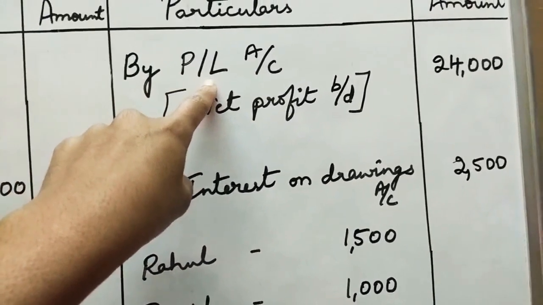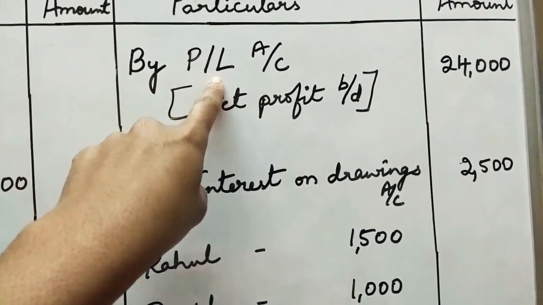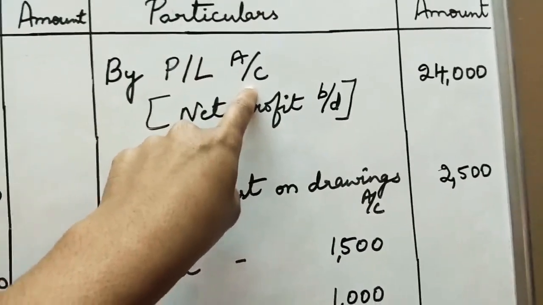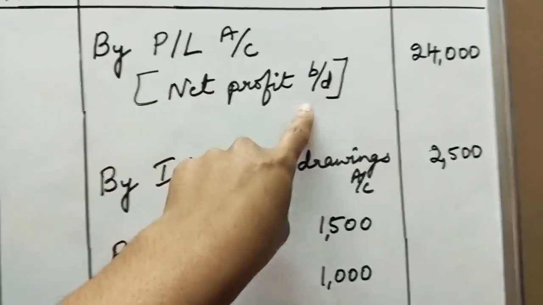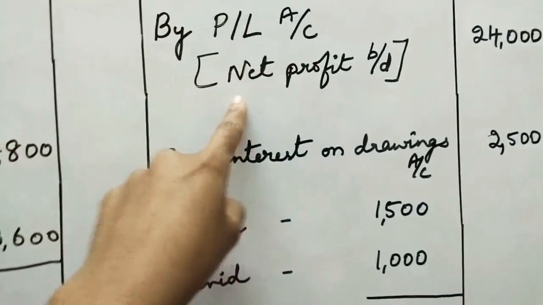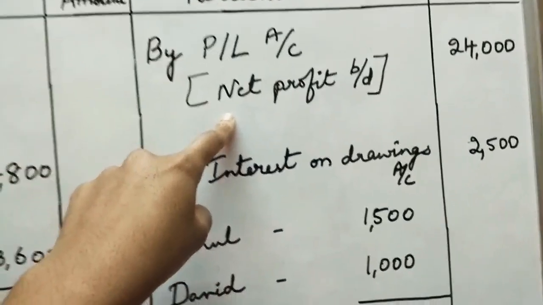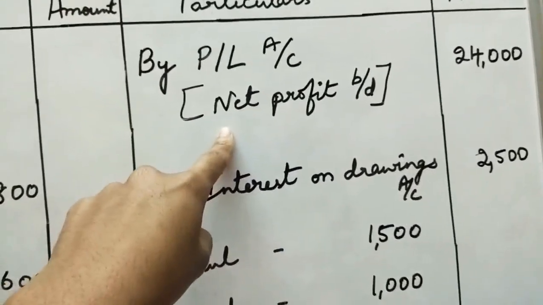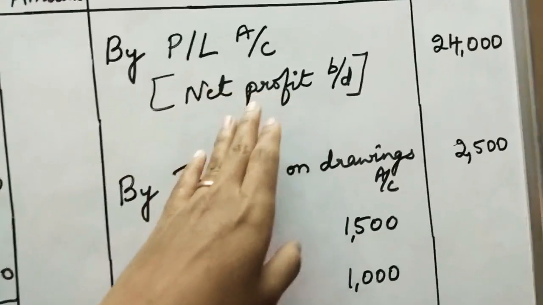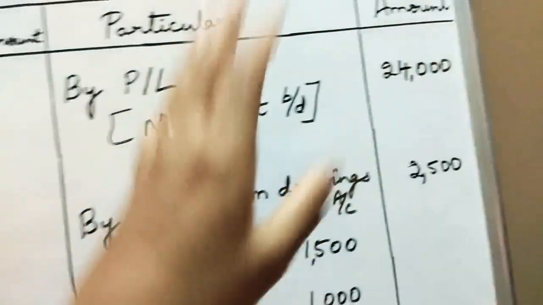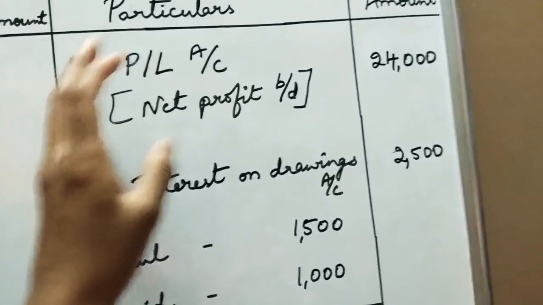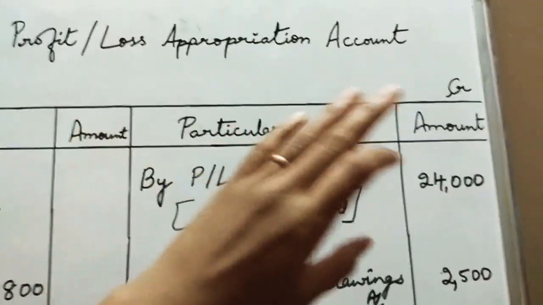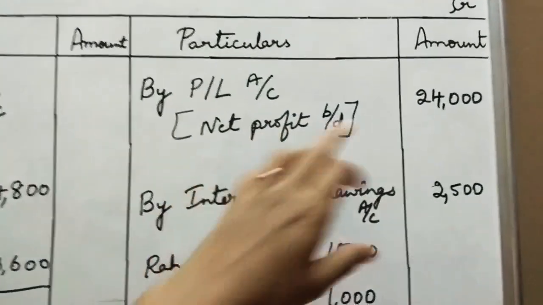So first, going for the first item, under the inner column, by profit and loss account, the net profit brought down. This actually tells about the profit earned by the firm. Here, for this particular question, they have given the profit earned. So we are taking it on the credit side. Any income should always come on the credit side of the concerned profit and loss appropriation account. So the net profit by the firm is 24,000 here.